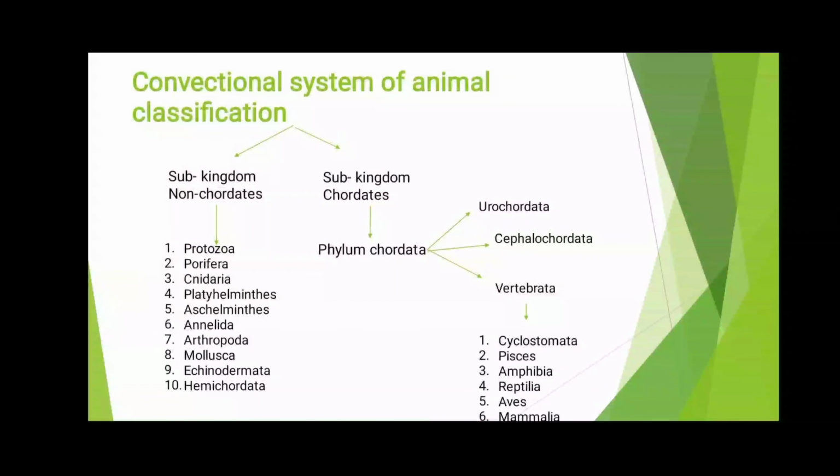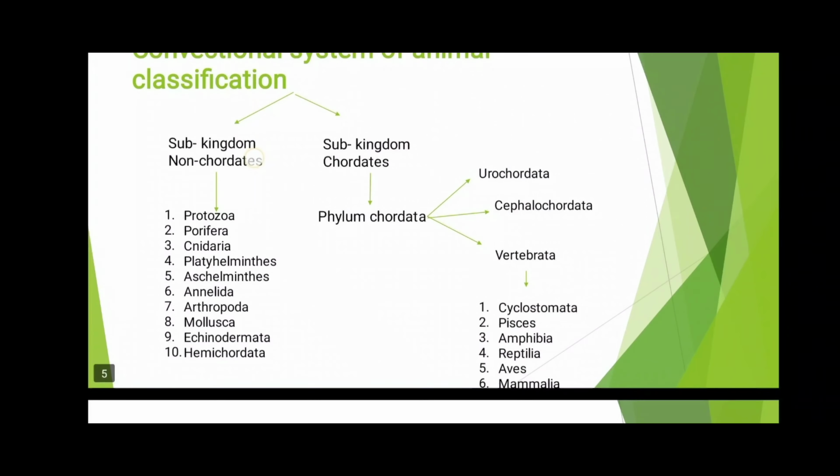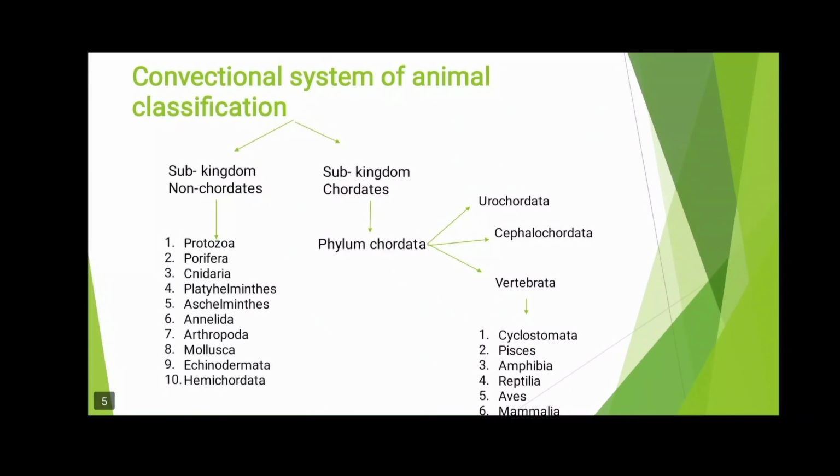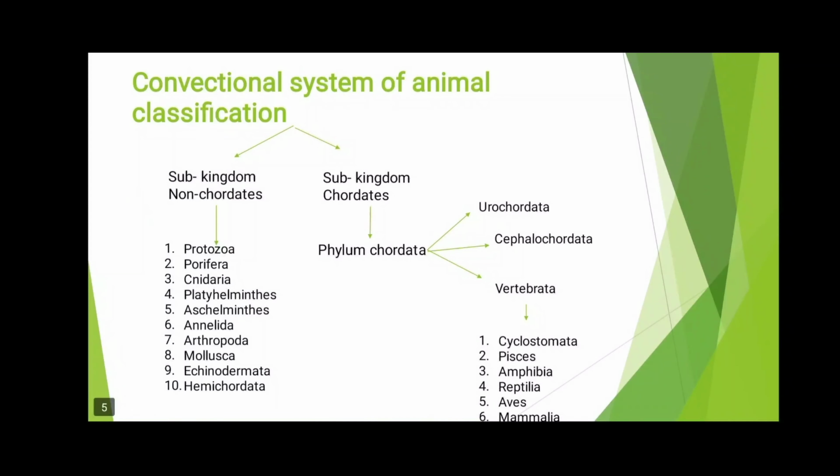Let's move to the next phylum, that is Echinodermata. Spines are present on the body of this animal, and hence they are called echinoderms. Echinoderm means what? Spine-like body. These animals are found only in the ocean. Their body is triploblastic, eucoelomate, and radially symmetrical in the adult stage, but they show bilateral symmetry in the larval stage.